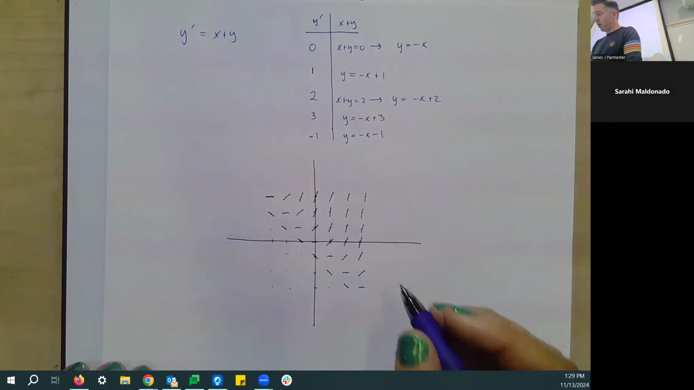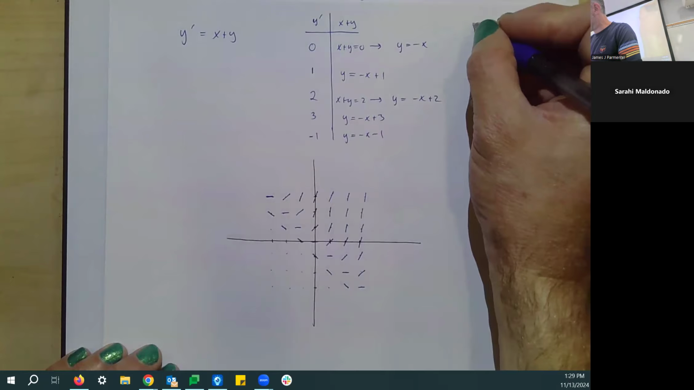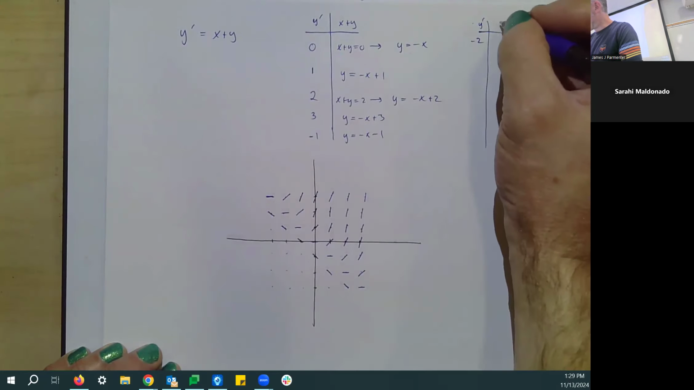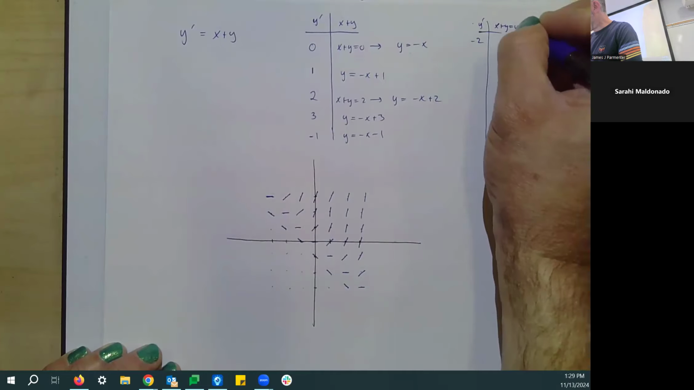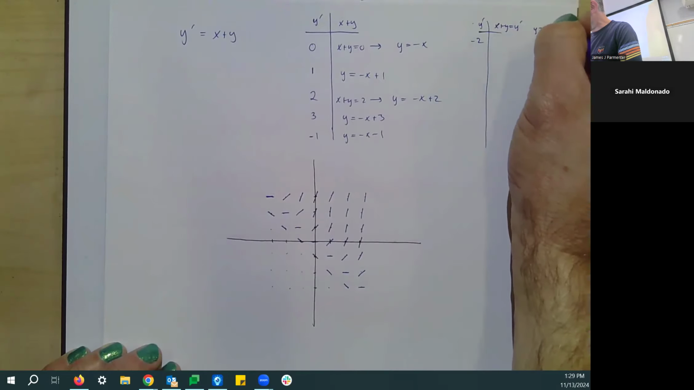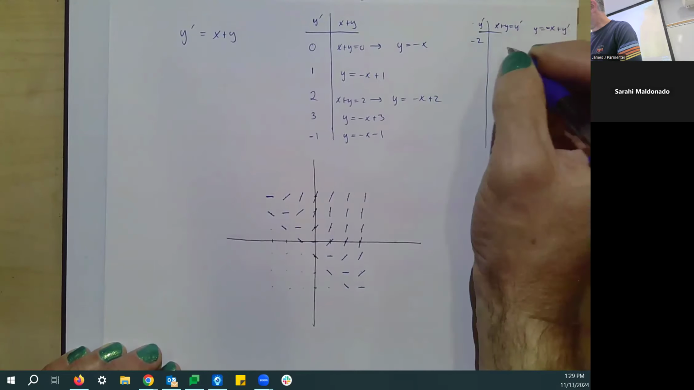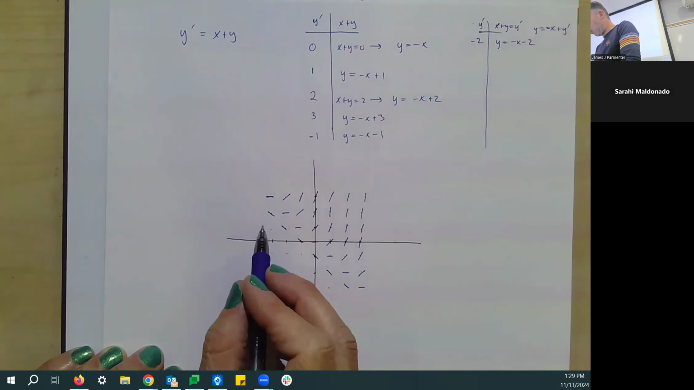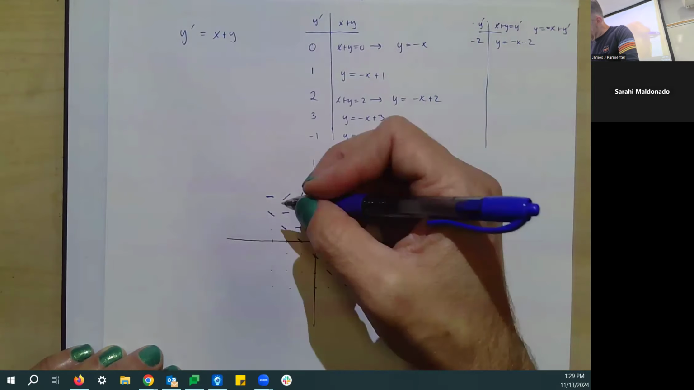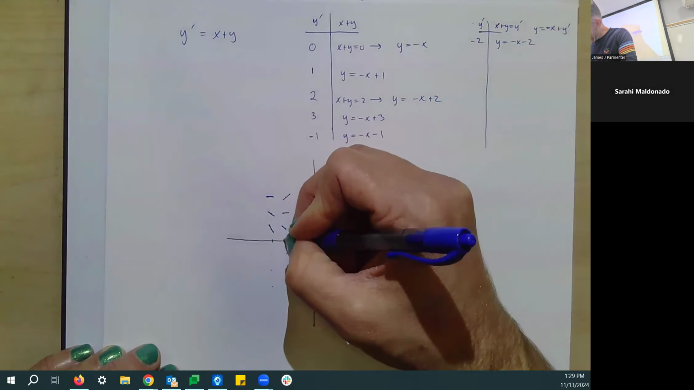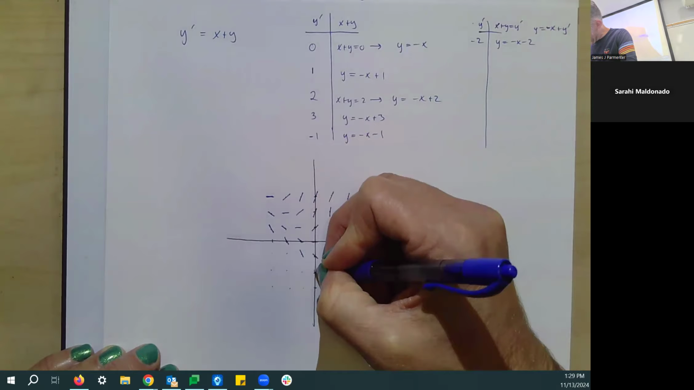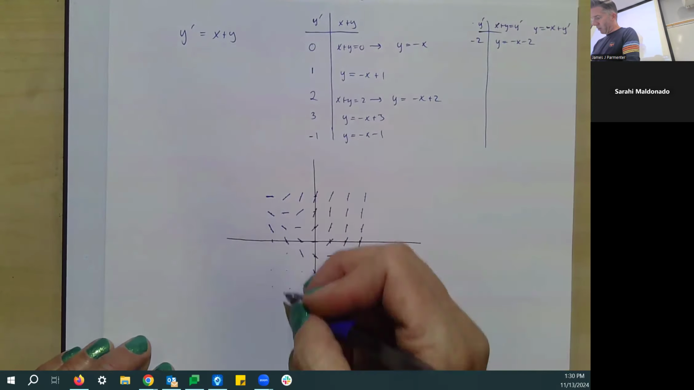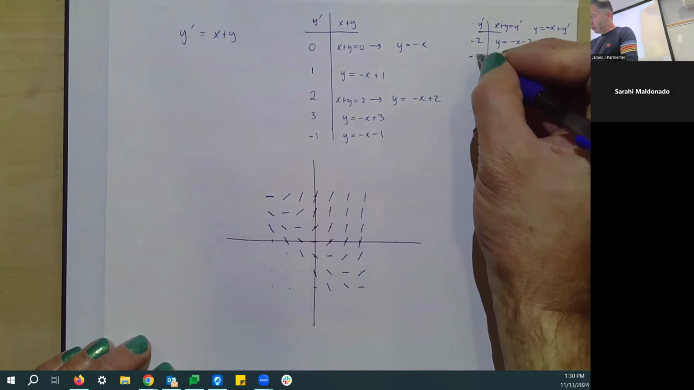And then if y prime is negative 2, we're going to get x plus y equals y prime, or y equals negative x plus y prime. So y equals negative x minus 2. So we just go down one more, and then our slope is, oh geez, negative 2. Sure, like that, like that, like that, like that. And then the same pattern is persisting. The further down we go, the more negative the slope is.